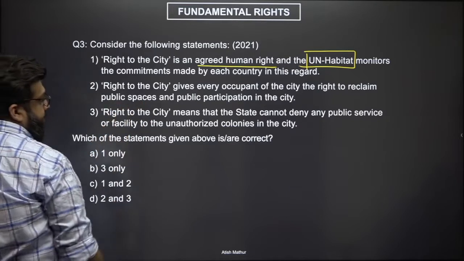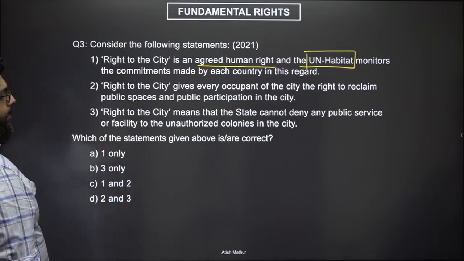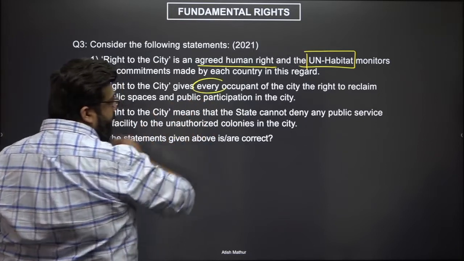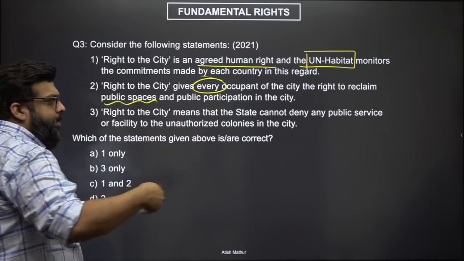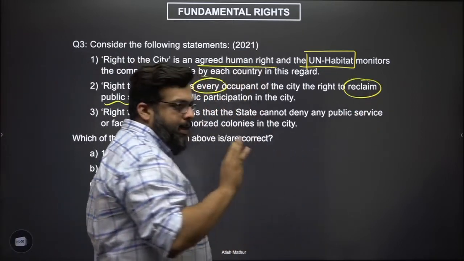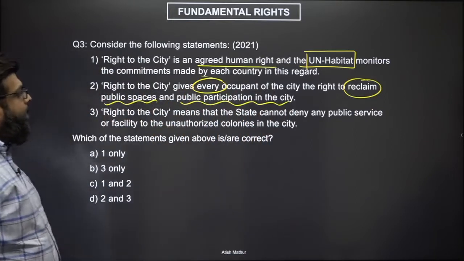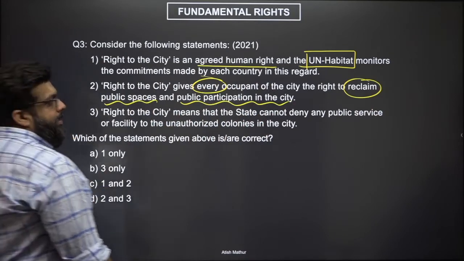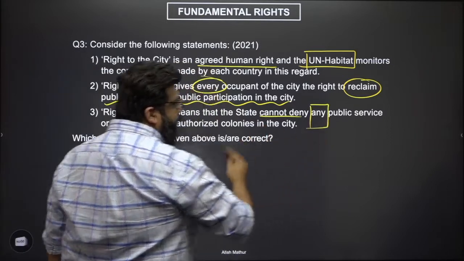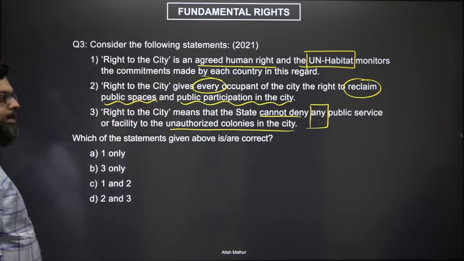The right to the city gives every occupant of the city the right to reclaim public spaces and public participation in the city. Every occupant to reclaim public spaces, which means to use public spaces. A lot of people thought this meant to occupy it permanently, but that's not what it means. And participate in the happenings of the city. The right to the city means that the state cannot deny any public service, again, an extreme word, or facility to the unauthorized colonies in the city, right?